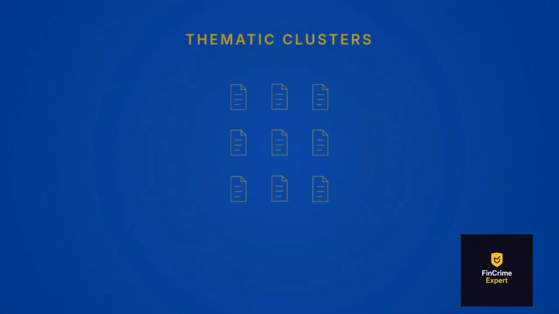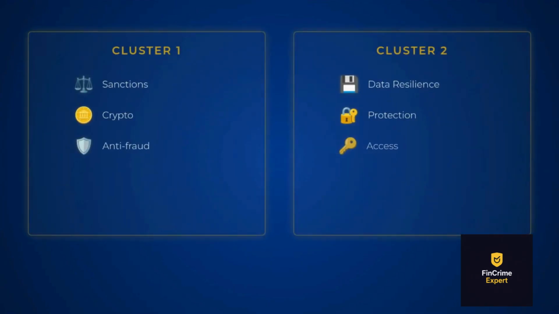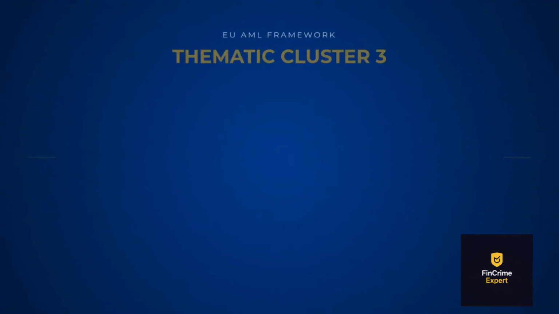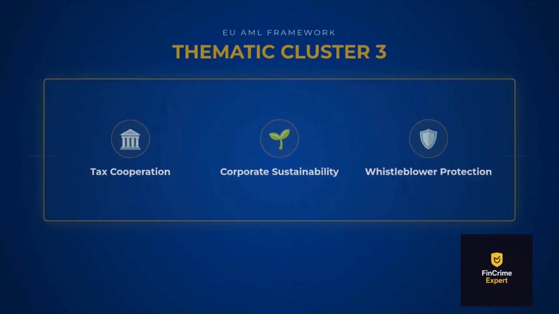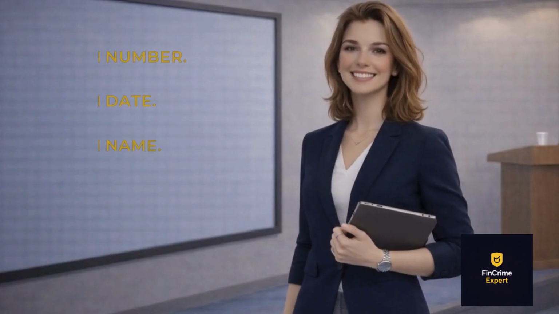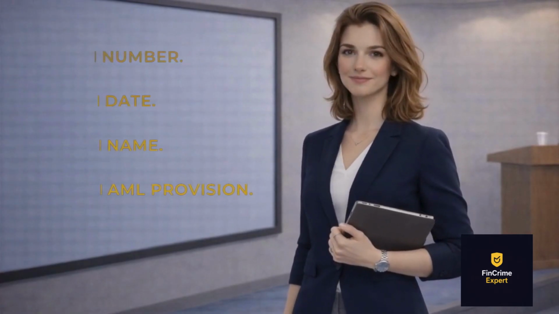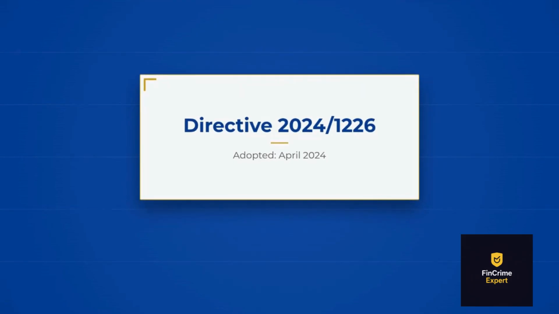There are 9 instruments to know. They fall into 3 thematic clusters. Cluster 1, Sanctions, Crypto, and Anti-Fraud. Cluster 2, Data Resilience, Protection, and Access. The third cluster covers tax cooperation, corporate sustainability, and whistleblower protection. For each instrument, number, date, name, and AML-relevant provision. All 9 are testable.